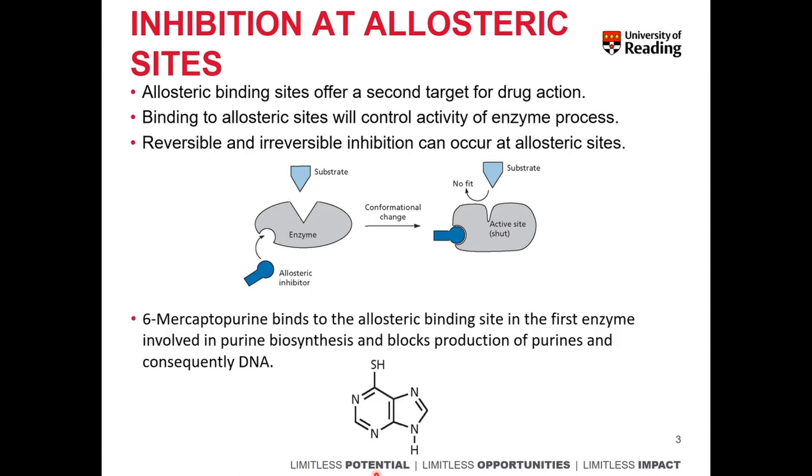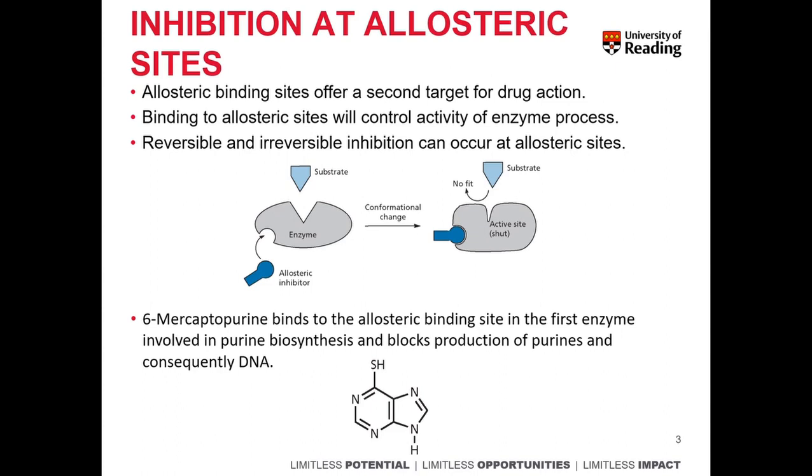Now, 6-mercaptopurine is an example of a molecule that binds to an allosteric binding site. Now, this molecule, which you can see here, binds to the first enzyme that is involved in purine biosynthesis. So this is the first enzyme in an enzymatic pathway that produces nucleic acid bases, such as guanine and adenine. Now, it blocks production of these purines and consequently blocks the production of DNA.